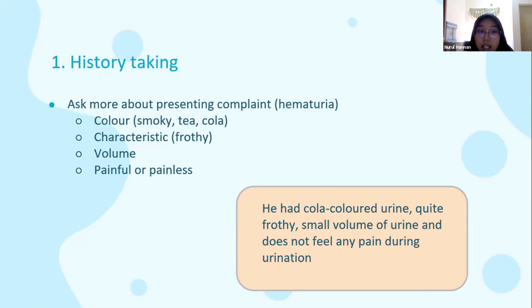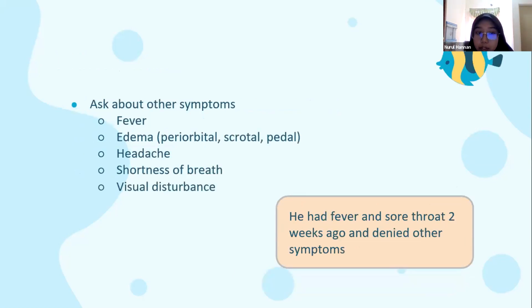during urination. We should also ask about other symptoms such as fever, because if there is fever, there might be other underlying systemic disease. If there is edema, headache, shortness of breath, and also visual disturbance. Okay, so headache, shortness of breath, and visual disturbance are symptoms of complicated glomerulonephritis.